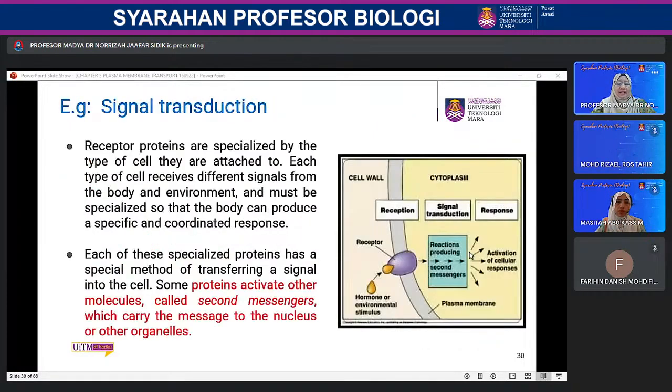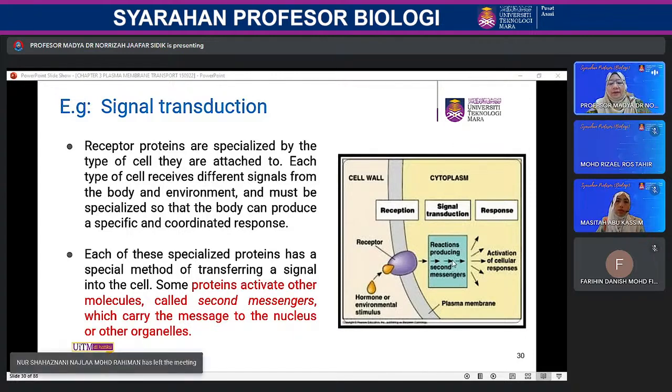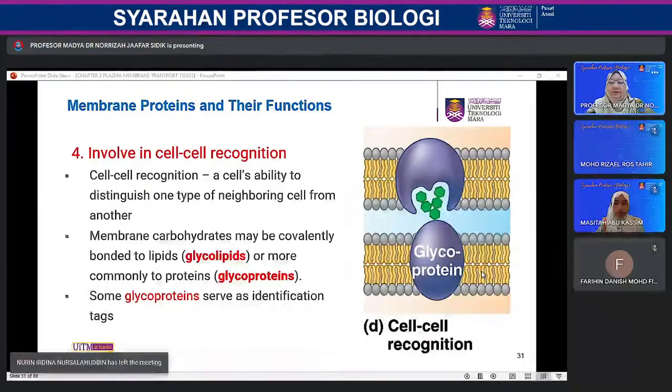So you can see here the receptors and the hormones are specialized by the type of cell they are attached to. Each type of cell receives different signals from the body or the environment, and each of these specialized proteins has a special method of transferring a signal into the cell. Some proteins activate other molecules, what we call second messengers, which carry the message to the nucleus or other molecules.